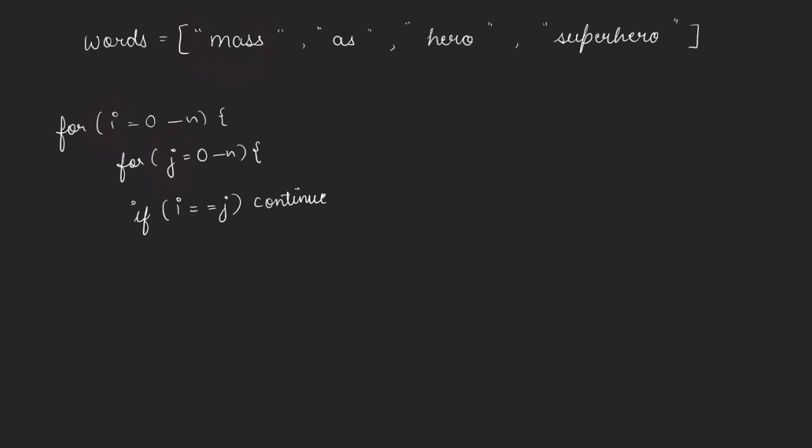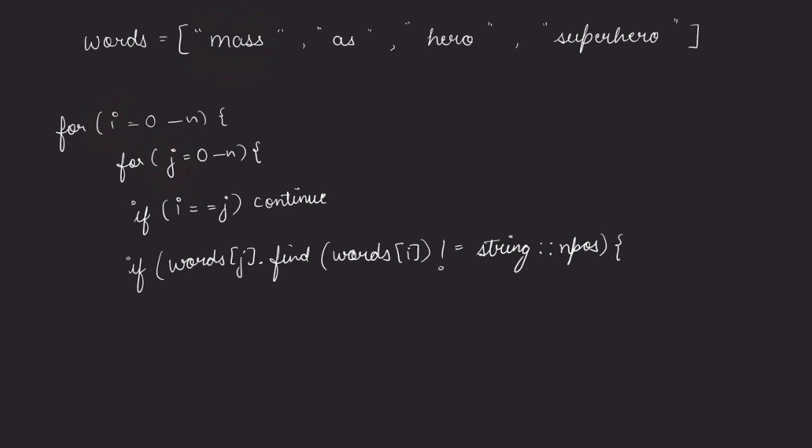Now in C++ it is very easy. What we can do is check if words of j dot find words of i is not equal to string npos, the end of the string. If this condition is true, then let us suppose that we have a result vector. In that result, we can push back words of i, and since we have found it, we can break over here. With this, we will be able to get all the strings in this result.